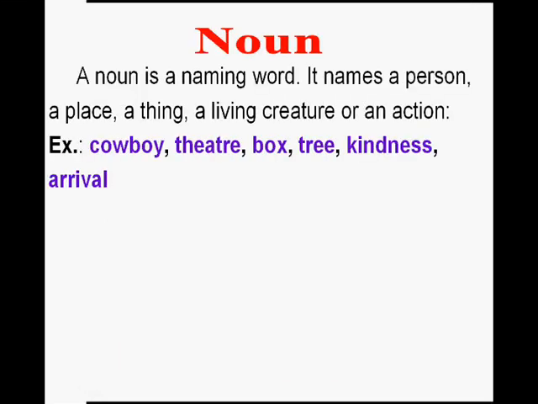Noun. A noun is a naming word. It names a person, a place, a thing, a living creature, or an action. So, a noun is a naming word. And of course, it gives names to a person or a place or a thing or a living creature or an action. And we have here examples like cowboy, theater, box, tree, kindness, arrival.